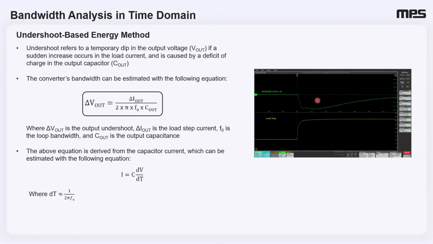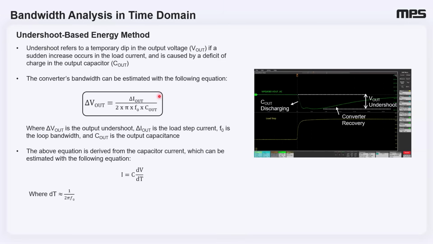On the right, you can see an oscilloscope capture, which visually represents the key elements of the undershoot-based energy method. During the load step, we observe a momentary dip on the VOUT. This dip occurs as the capacitor COUT is discharging to supply the increased load current. After the undershoot, the control loop engages and the converter recovery phase begins, where the output voltage is brought back to its regulated value.